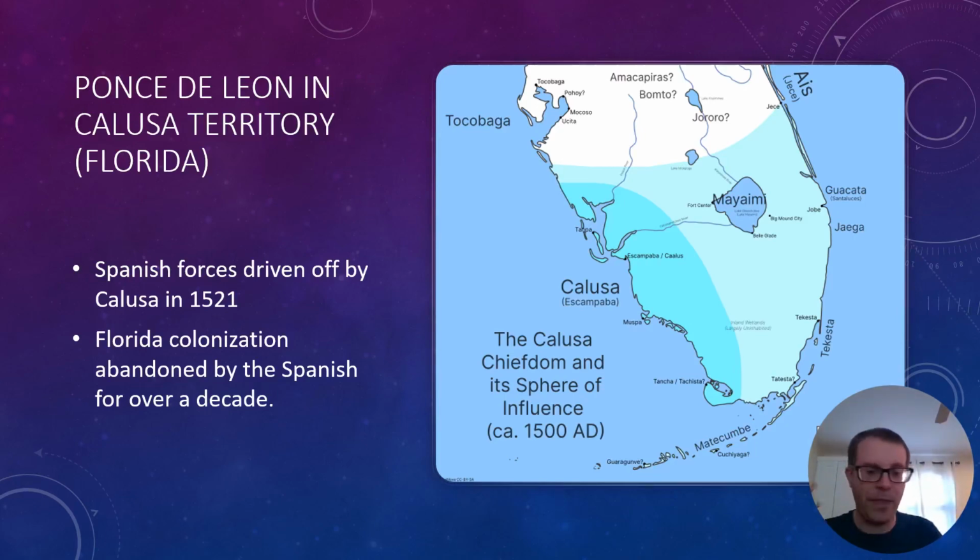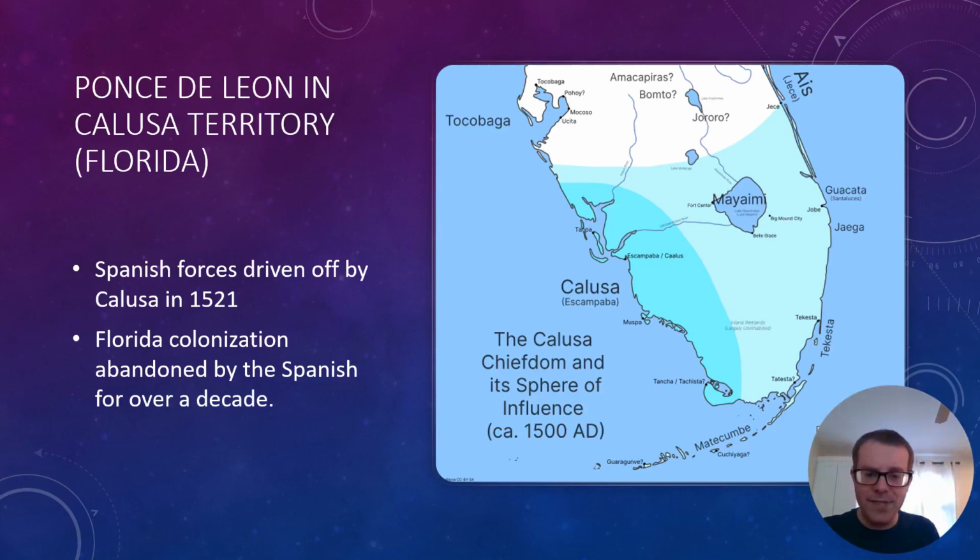People shooting each other with arrows from ships, and then Ponce de Leon quickly retreats and says, "Forget it. We're not going to engage in this exploration." But he comes back in 1521. And he comes with 200 men, 50 horses, and tools for farming. And Ponce de Leon is attempting to set up a colony in Florida.